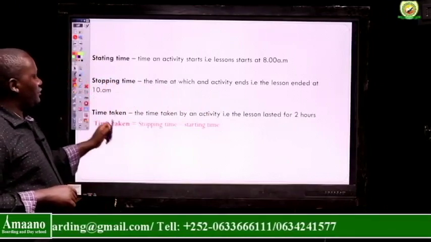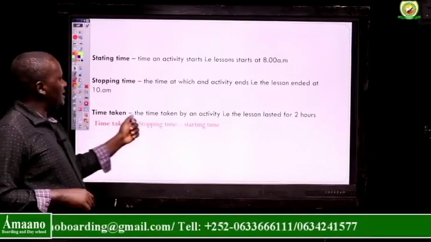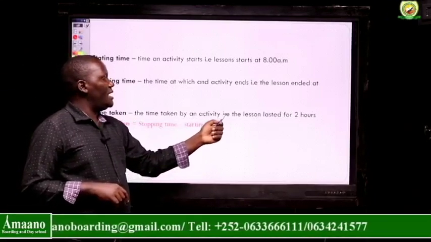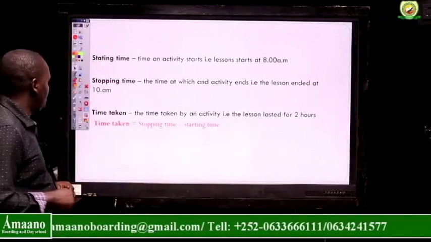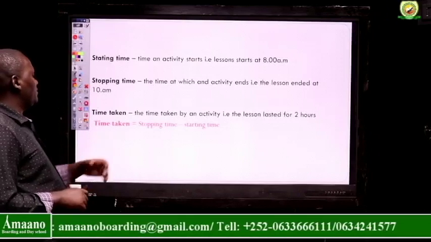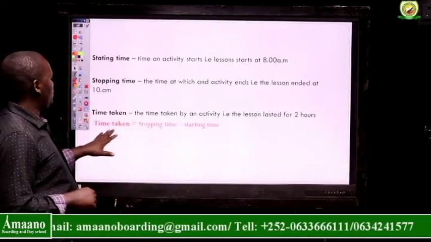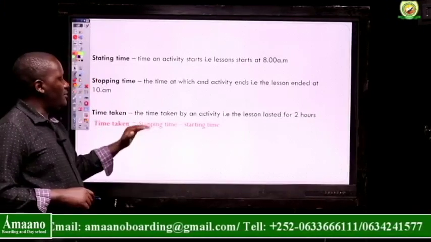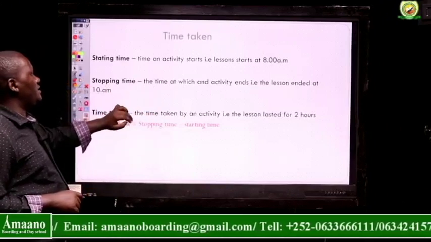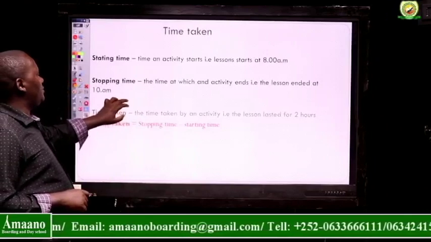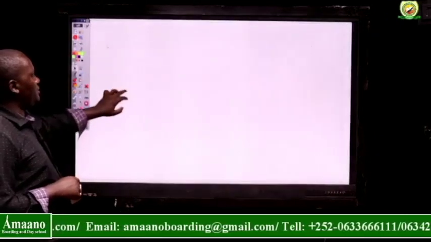Time taken, that's the time taken by an activity. For example, the time that the lesson lasted. Time taken equals to stopping time minus the starting time. We have to know what was the stopping time and what was the starting time for us to find the time taken by an activity. Let's look at an example we have here.